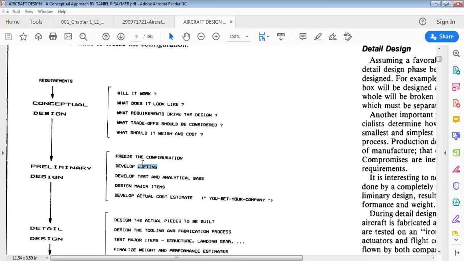In the develop, test and analytical base, what happens? And next is to design major items and develop an actual cost estimate. And once it is done, we are going for a detailed design. So once this is done in the preliminary process, we are going for actual pieces to be built. Here, in the detailed design, I'm going to build the actual pieces.